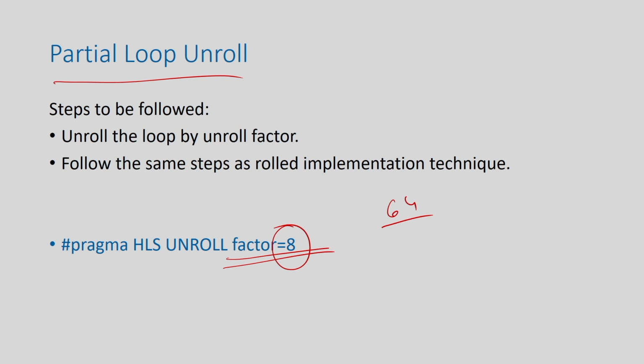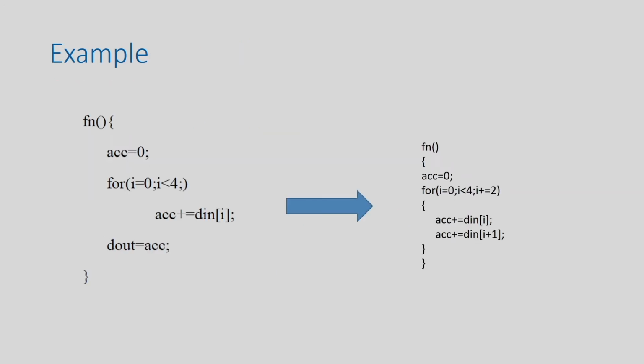Okay. So, let me take the same accumulator example. I have 4 iterations, and I say the unroll factor is 2, right. So, what I am doing is basically I want to do 2 iterations in 1 iteration, right. So, I am doing this: accumulator is equal to accumulator plus D in I, plus D in I plus 1, and I am incrementing I equal to I plus 2, where here it was I plus plus, right. Now this loop will iterate 2 times, because I reduced the number of iterations of the loop by a factor of 2. As a result, I unrolled the loop by the unroll factor. Okay.